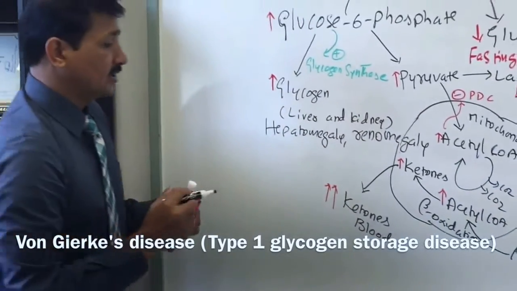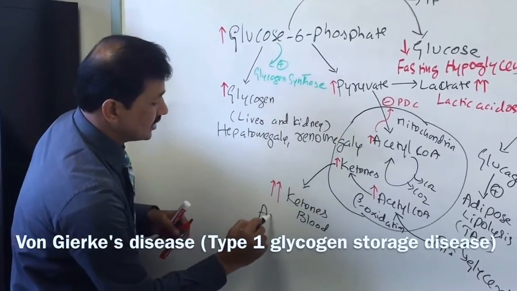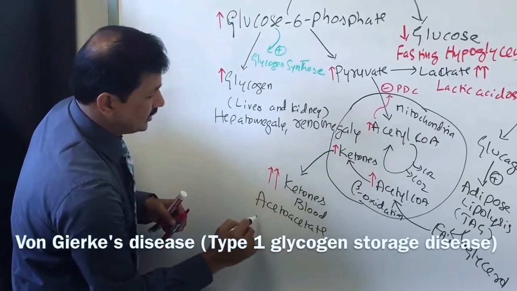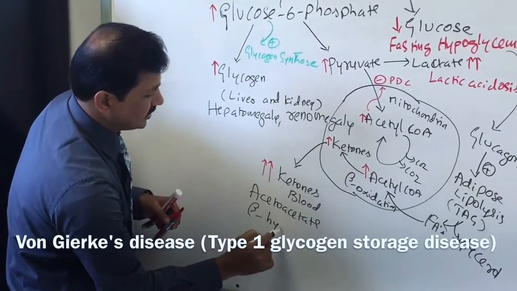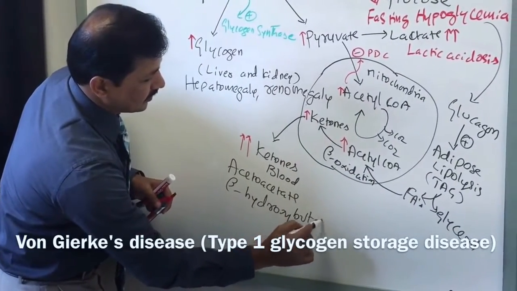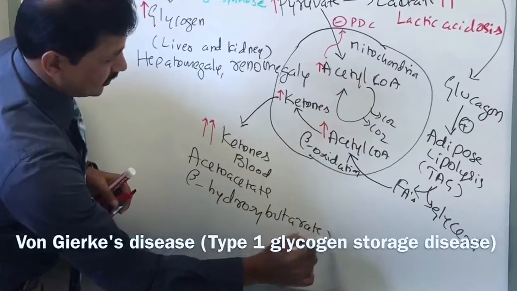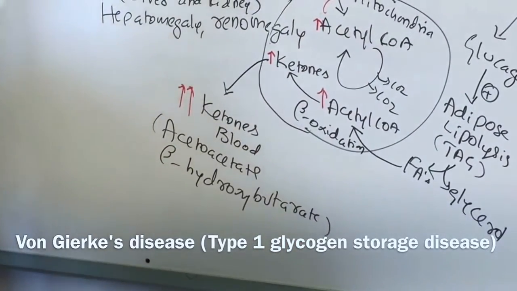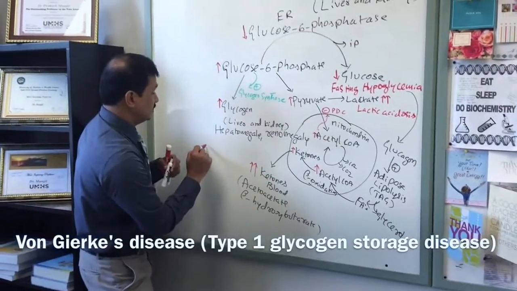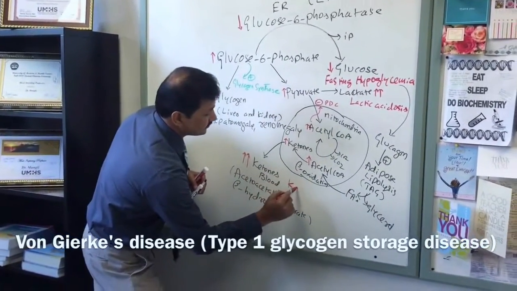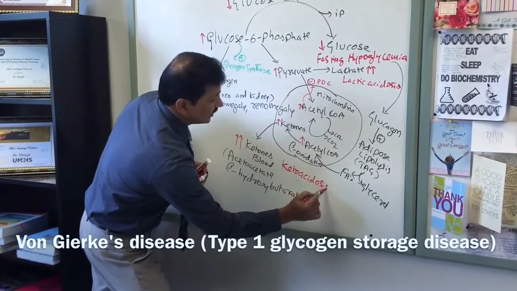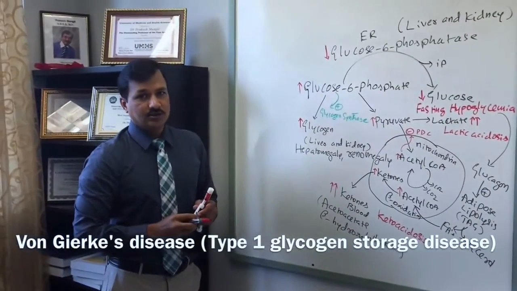The ketone bodies are basically acetoacetate and beta hydroxybutyrate. These are acidic molecules, acetoacetate and beta hydroxybutyrate. That's why increasing ketone bodies will lead to ketoacidosis.